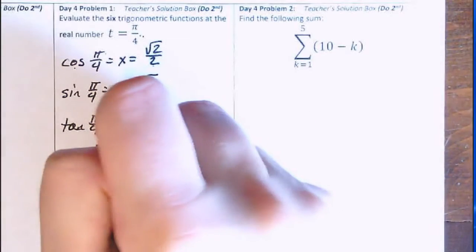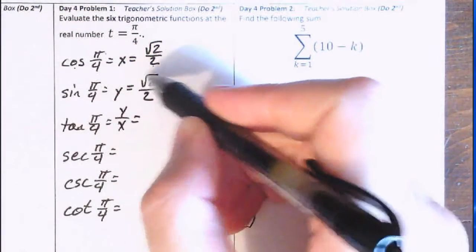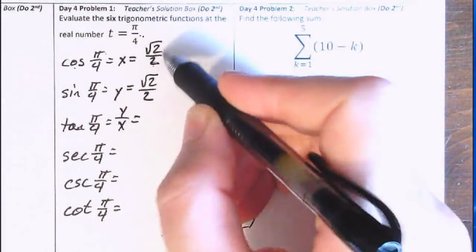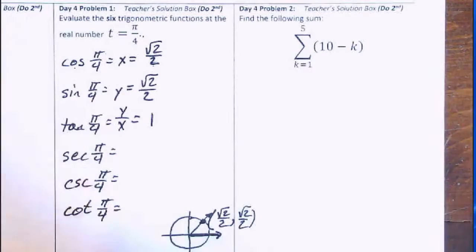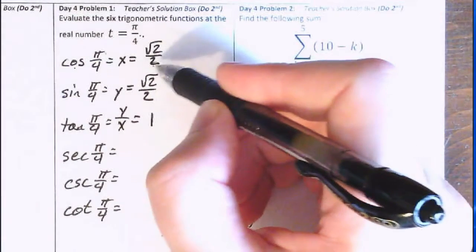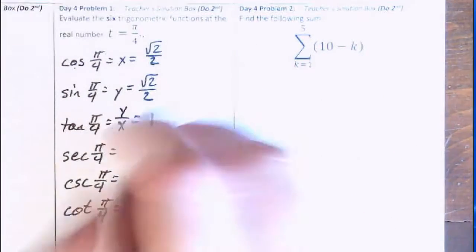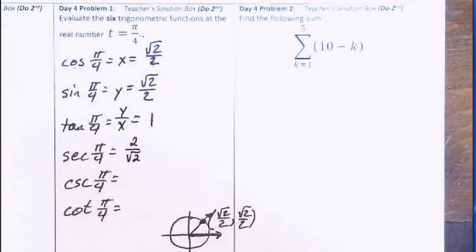The sine is the y-coordinate of this ordered pair, and it's also the square root of 2 over 2. Tangent is y divided by x. If you take this number and divide by this number, because they are the same, it's going to turn out to be 1. Secant is the reciprocal of cosine. So if we take the reciprocal of that value, that means flip it upside down, it would create 2 over the square root of 2.